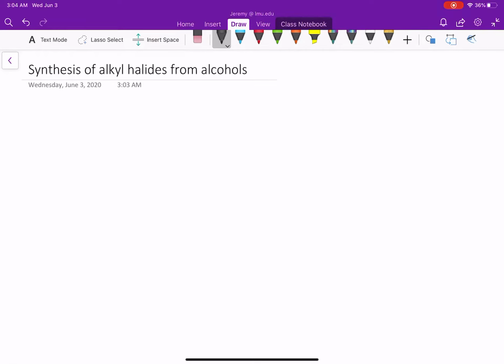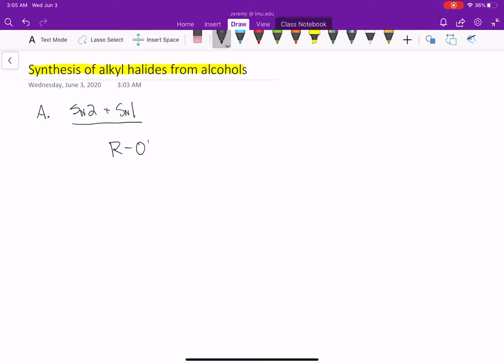Okay, I want to talk about a couple of reactions here, really how we can synthesize alkyl halides from alcohols. There's going to be two parts for this. First, we'll talk about part A, where we're going to be utilizing the SN2 and the SN1 reaction. All right, so let's look at the general reaction.